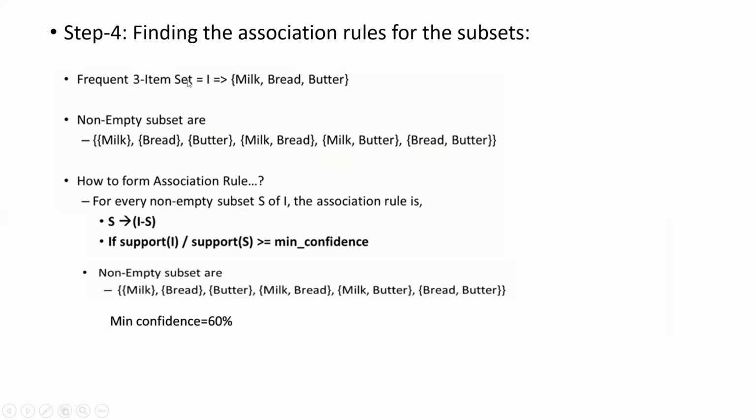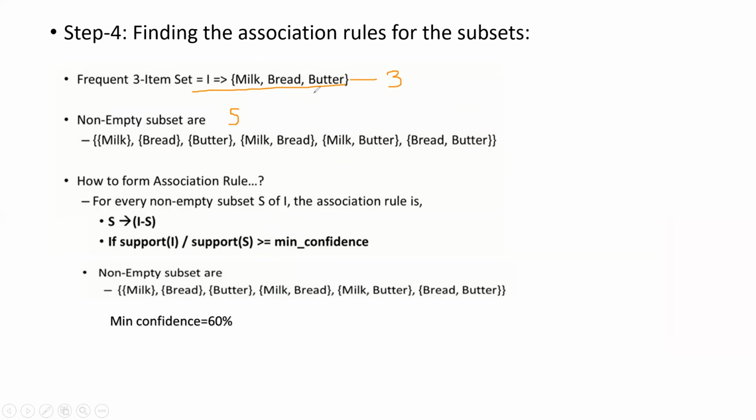Now, finding the association rules for the subset. Here onwards, we are doing the calculation. So here we have an item set. How many? Milk, bread, butter. We got a 3 item set. This is called I. From these 3, how many subsets can we make? We are denoting the subset with the letter S.